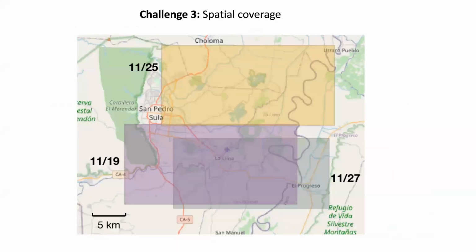And the third challenge is the spatial coverage. For example, if we want to continuously monitor one area, even though there might be general sensor coverage in that entire region, for many spots we cannot guarantee we have observation every time there's a sensor pass. So this is an example. We can see that in this region, there's sensor overlap on November 19th and November 27th. But on November 25th, there's basically no overlap in this area. So it's going to be impossible to monitor what's happening over there.